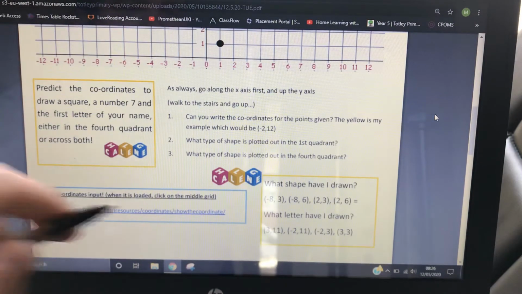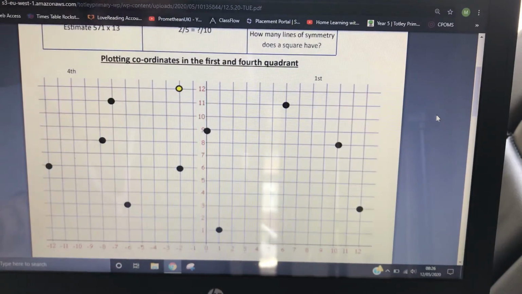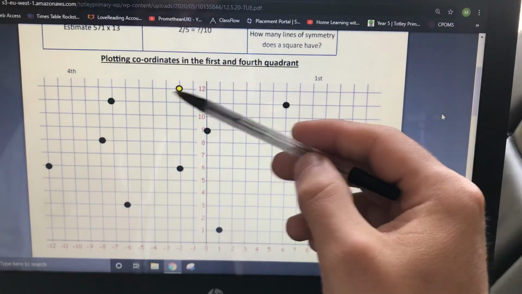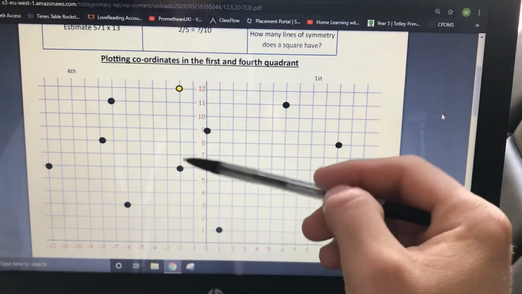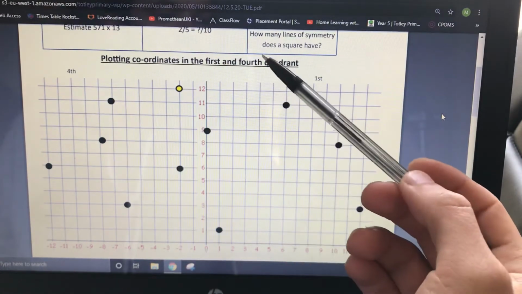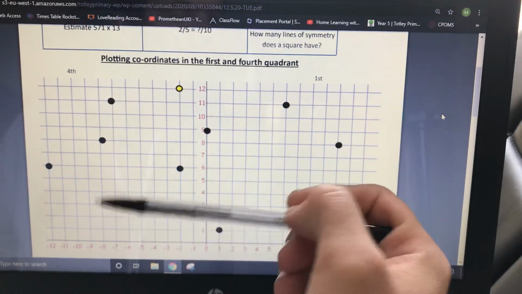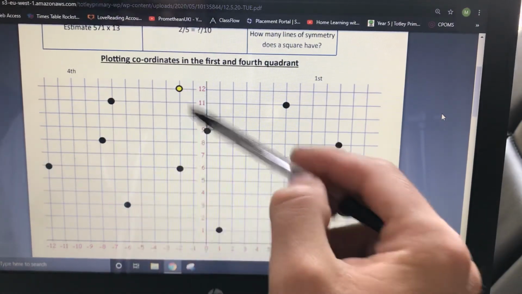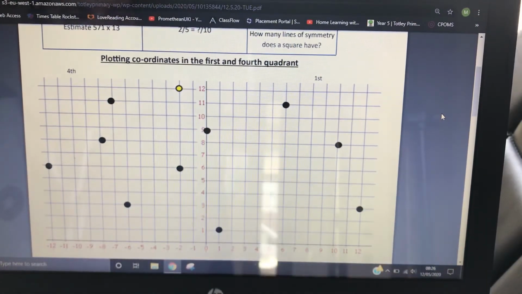What type of shape is plotted in the fourth quadrant? So, including mine, 1, 2, 3, 4, 5, 6, you'll have some sort of irregular hexagon because there are 6 points. Lovely.